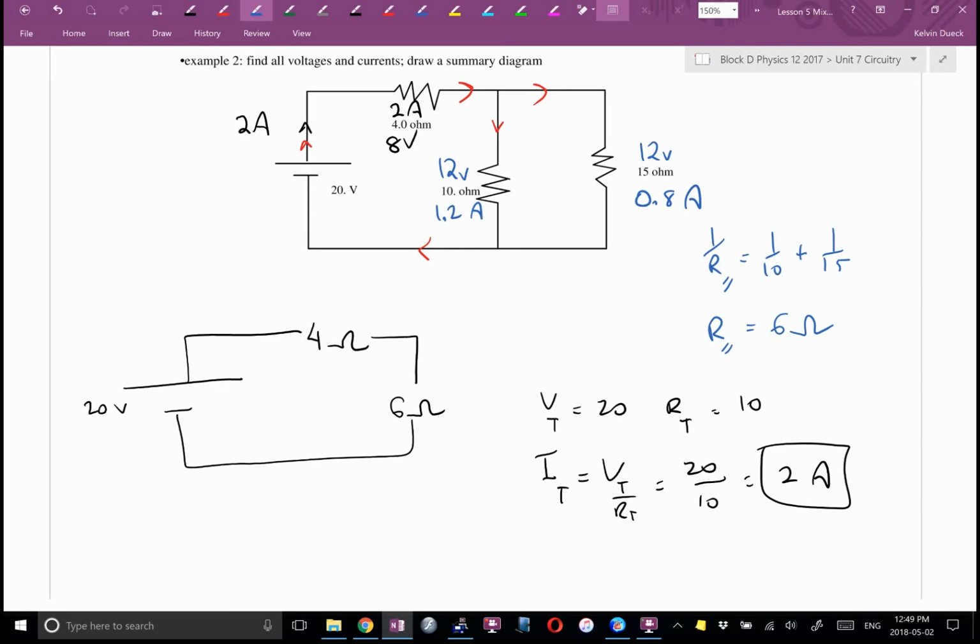P equals I times R, V times I. So it's going to be 8 times 2. Top one's 16 watts. The middle one is 12 times 1.2. What's that? Is that more than 16? What do you get? 14. And the right-hand one is 12 times 0.8. Okay, you know what? The top bulb is the brightest bulb.